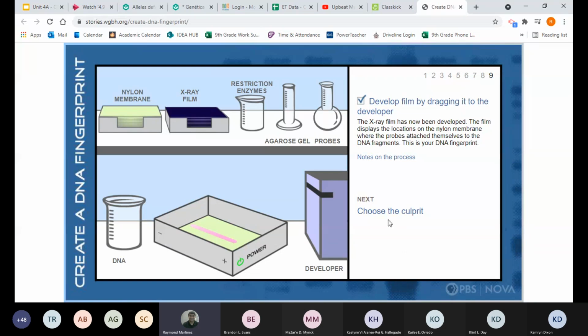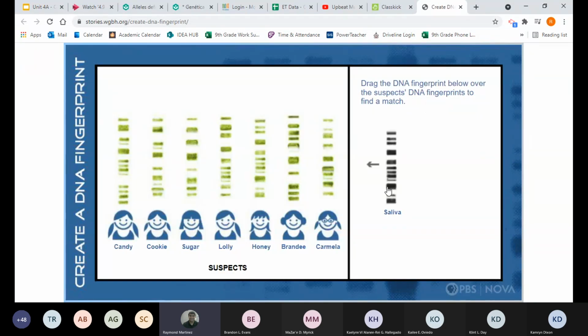Okay, so it's done. We are now going to choose the culprit. Now, this is what happens when you have your DNA run on this gel. So notice how there's pieces of all this stuff, right? Those pieces are segments of DNA. Now, we have the DNA from the lollipop, the saliva that was left behind. I know it doesn't seem very scientific, but this is really how you do it. You literally just compare the pieces. So you look at Carmela. Doesn't look like it matches up quite right. You move over here.